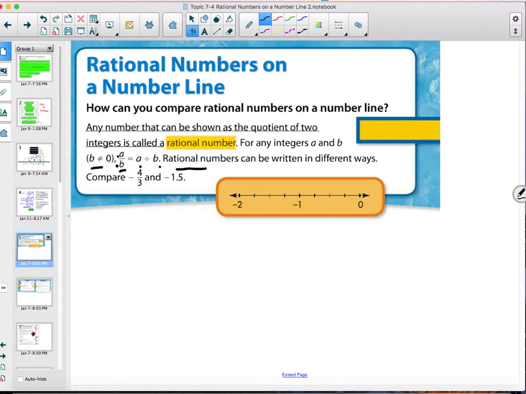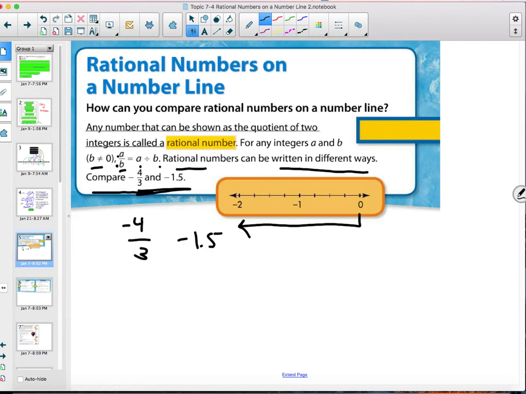So, rational numbers can be written in different ways. They can be written as fractions, or they can be written as decimals. And so if we were going to compare these and decide which was greater and which was less, well, they're both negative, so we know that they're both on the left side of 0.